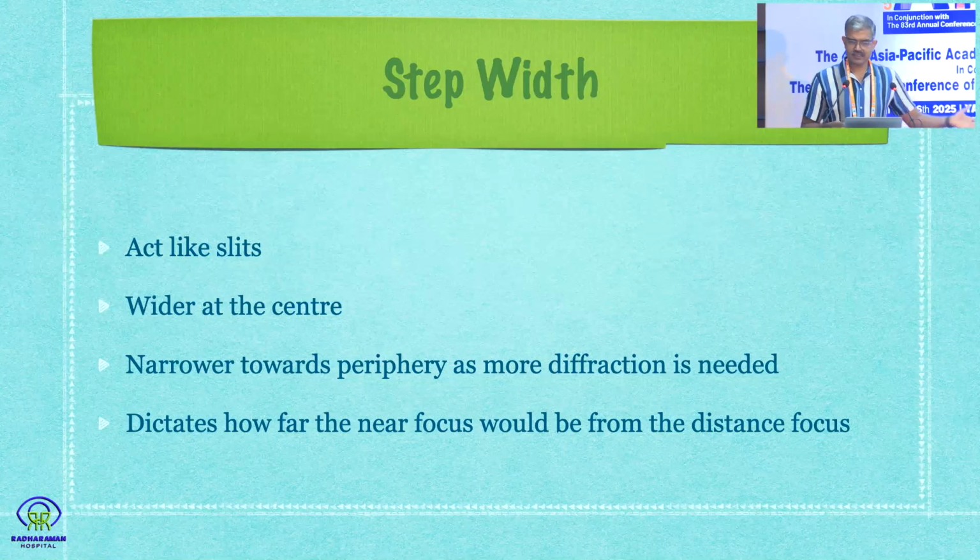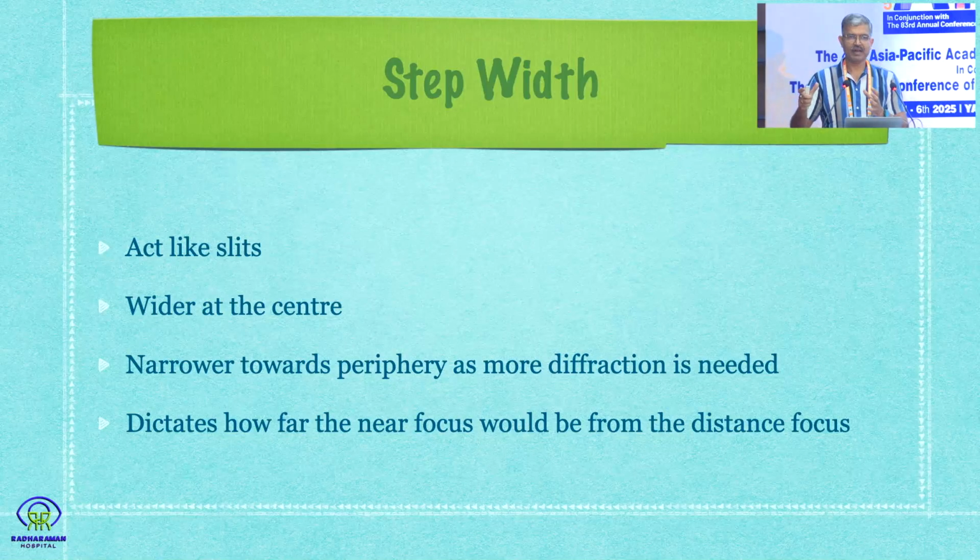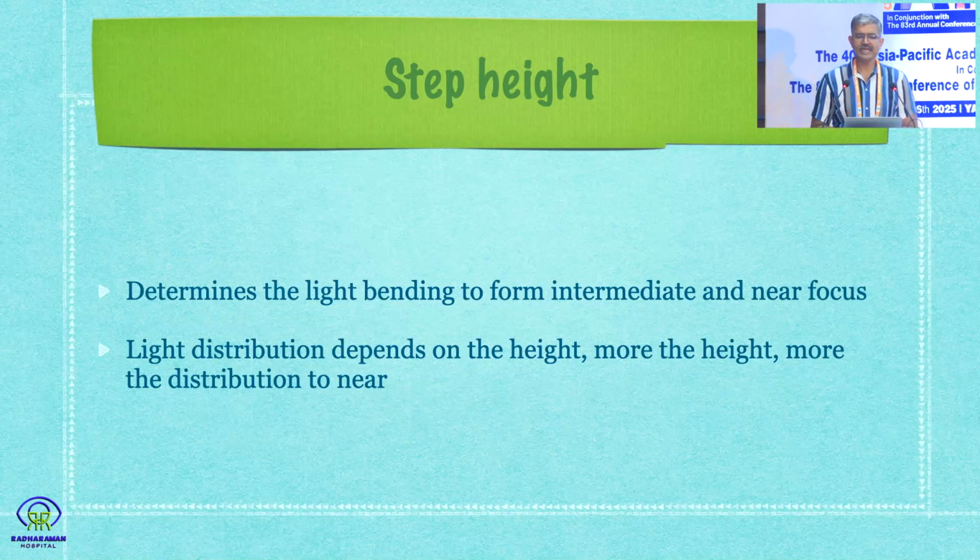The next factor of interest is step width. They act as slits, as we were discussing. They are always wider at the center, and as you go from the center to the periphery of the diffraction zone, the width of the slit comes down. Okay? Why it is narrower towards the periphery is because there is a point where we need more diffraction, because they are standing at the periphery, so the light needs to bend more to come to the near and the intermediate focus. Then the step height, it determines the light bending to form intermediate and near focus.